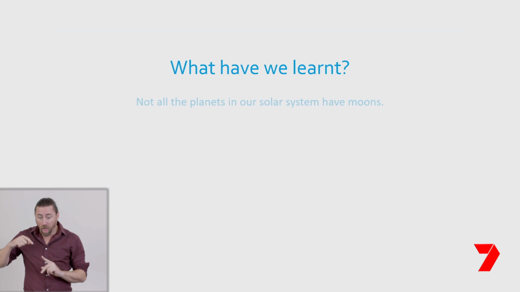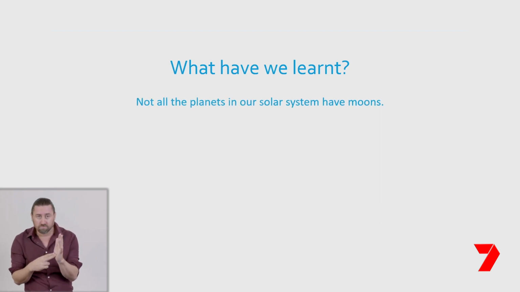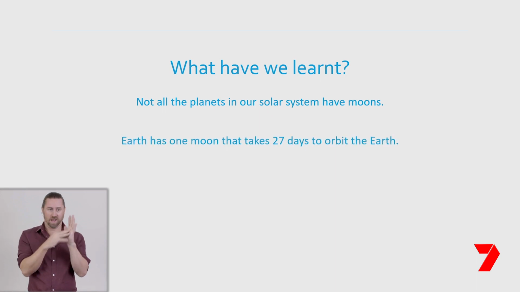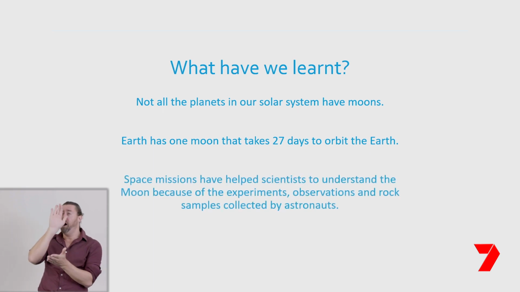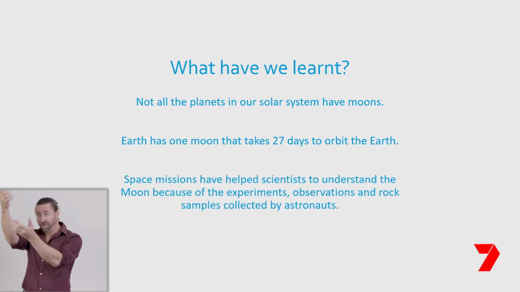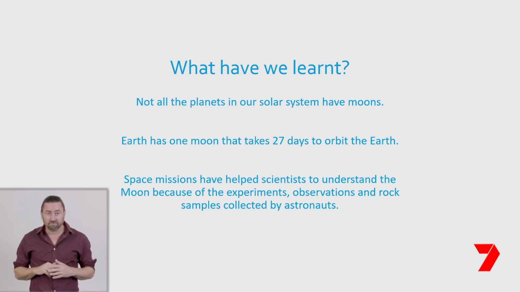All right, let's recap on what we've learned today. We know that not all planets in our solar system have moons. We know that Earth has one moon and that it takes 27 days to go round the Earth. And that space missions have helped scientists to understand the moon because of experiments, observations, and rock samples collected and brought back by astronauts.